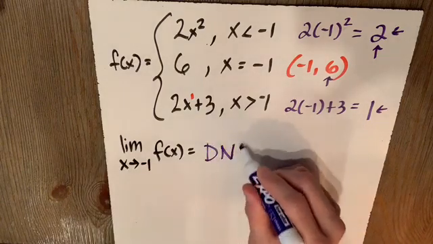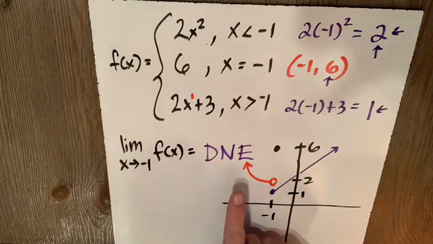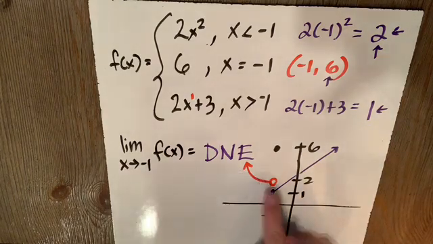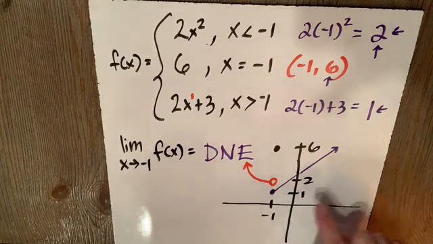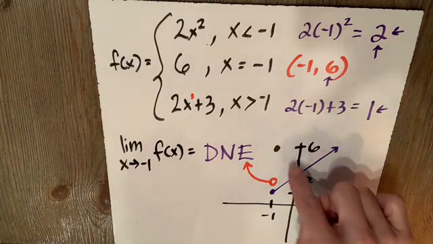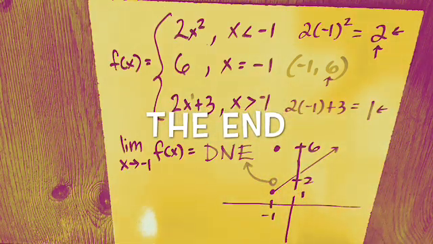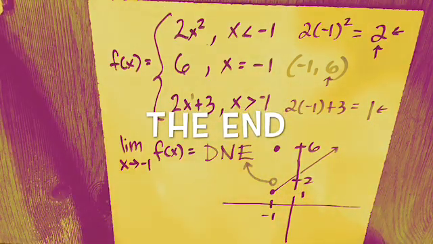Clearly does not exist. And here's our graph of this. Look, as x comes in from the left, y is heading towards 2. As x approaches -1 from the right, y is heading towards 1. And the actual function value is up at 6. So clearly does not exist. The right-hand limit does not equal the left-hand limit.